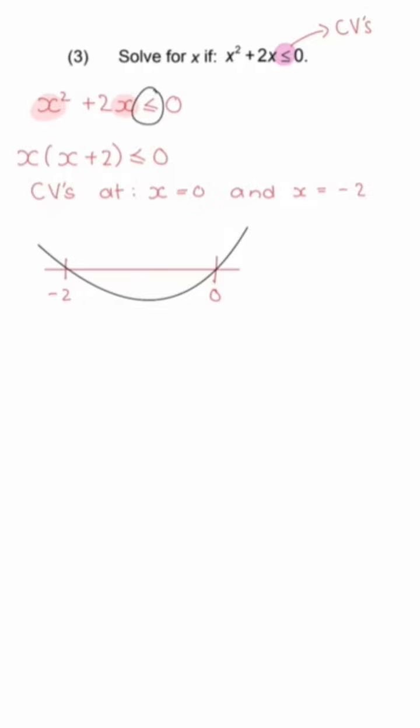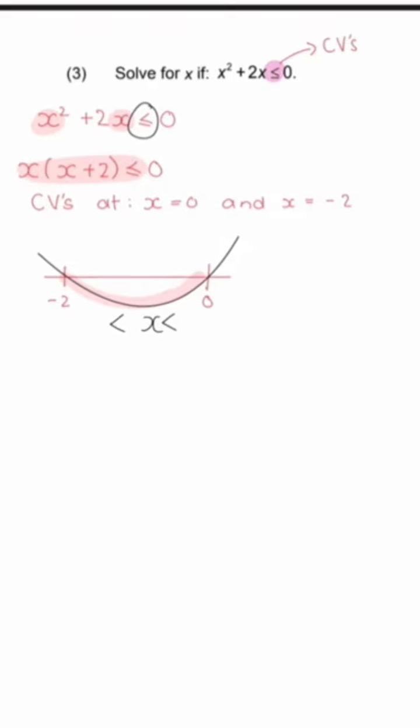Then I need to go and look at what they're asking for. They're asking for where it is less than. So that's everything below. So my x is sitting between those two values. So therefore, x is between negative 2 and 0, meaning that these ones have to be equal as well because I had an equal sign underneath.